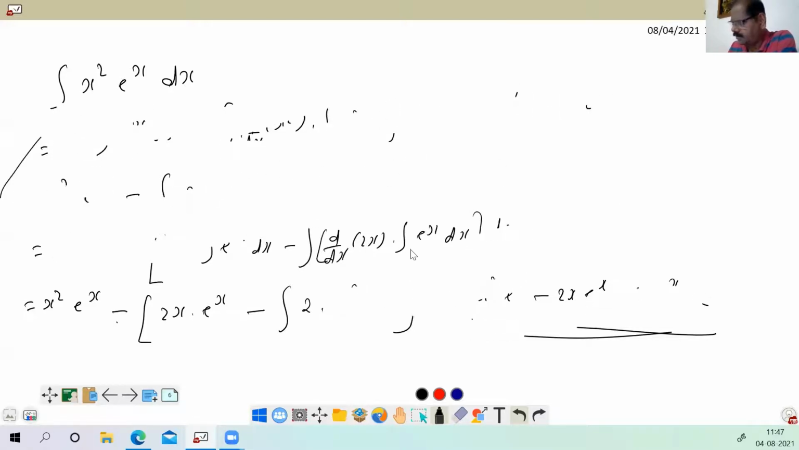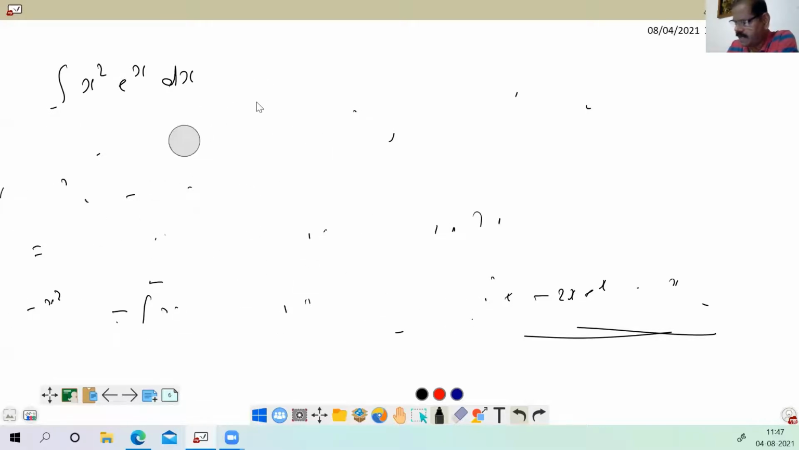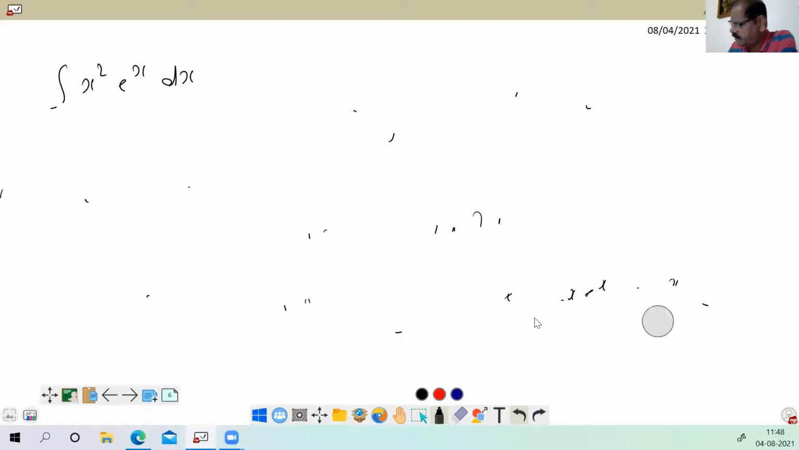Shortcut method for finding the integrals of functions like this: x square e raised to x, x cube e raised to x, even x square into e raised to 2x or 3x or mx, anything we can find out. So this is the rule.